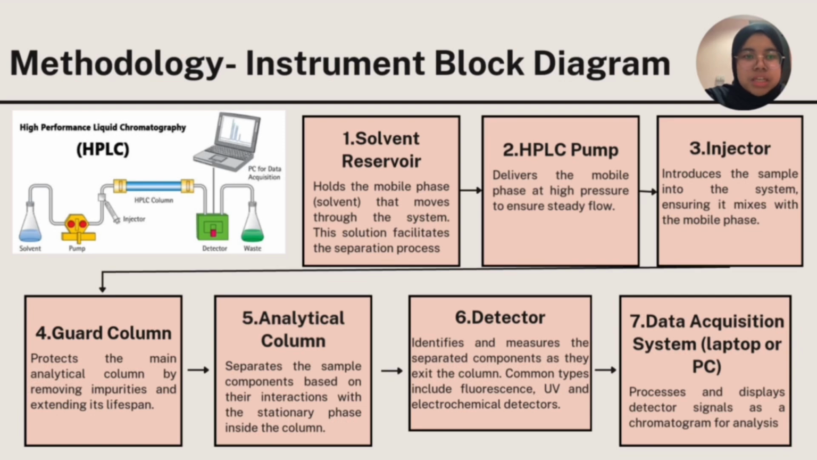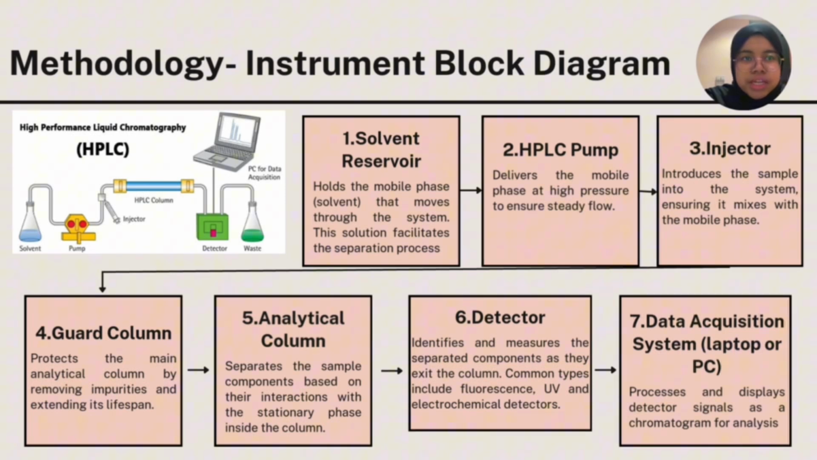The pump is connected to the injector. The injector introduces the sample into the mobile phase stream without disrupting the flow. It ensures the sample mixes uniformly with the mobile phase. The injector then directs the sample and mobile phase mixture into the guard column. The guard column is a smaller column placed before the analytical column. It removes impurities and protects the main analytical column from damage.